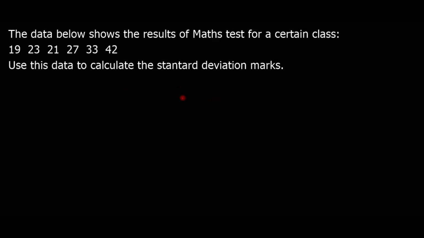So our question here: the data below shows the results of a maths test for a certain class. Use this data to calculate the standard deviation. So now we use the calculator first to find the standard deviation. Option number 1 is if you use a Casio.